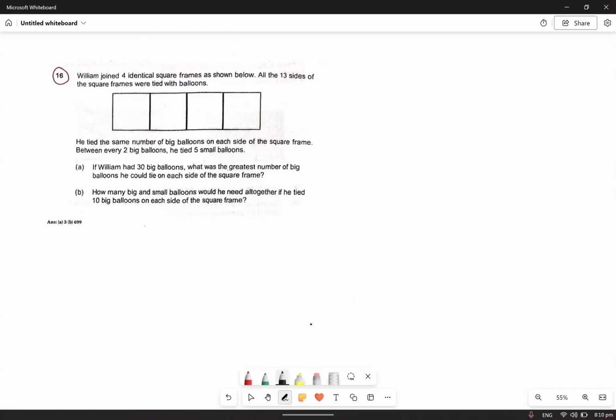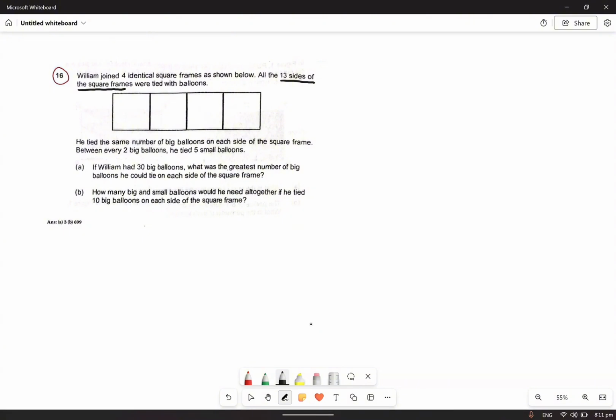In this question, it says that William joined 4 identical square frames as shown below. All the 13 sides of the square frames were tied with balloons. First thing first, you have to know which is the 13 side square frame. 1, 2, 3, 4, 5, 6, 7, 8, 9, 10, 11, 12, 13. Okay, so these are all square frames that I am putting together. I'm joining them together, and on all of these parts, I am tying it with balloons.